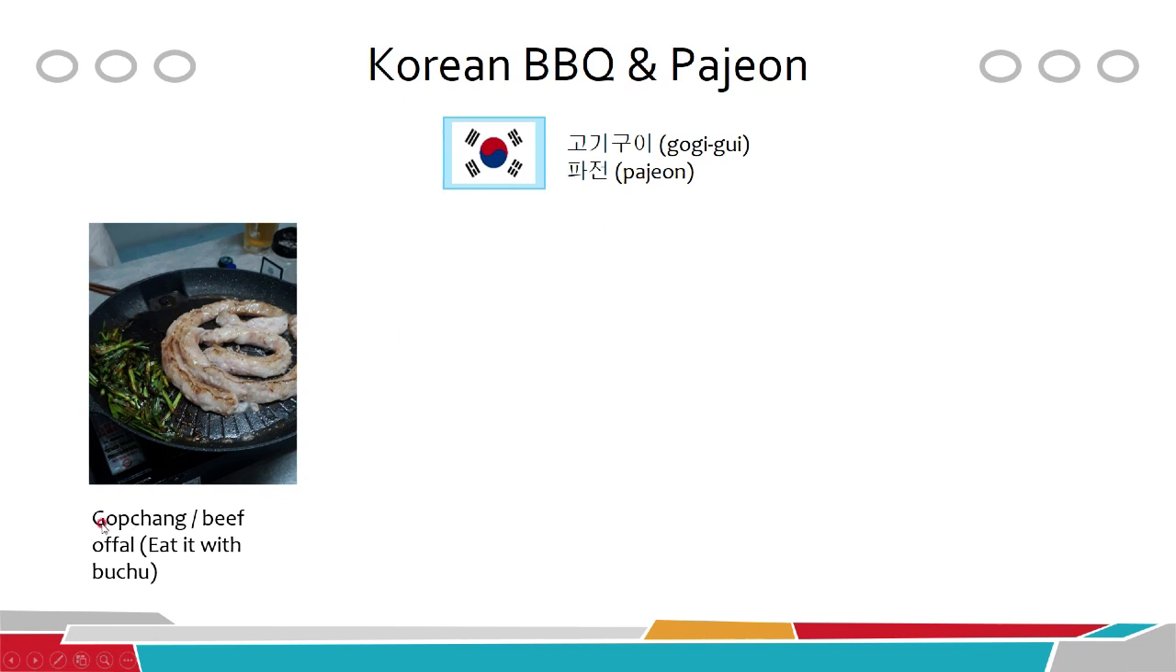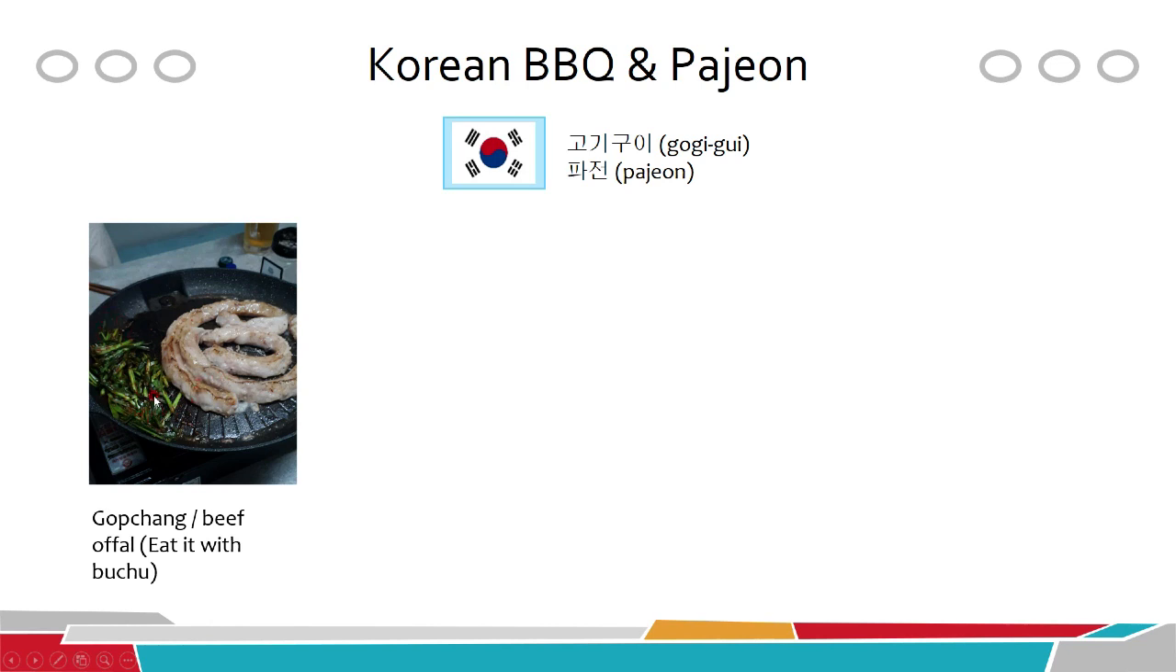First, we have 곱창, which is beef offal. Beef offal is like a Korean sausage, but it's really juicy and it's also chewy when you roast it. I'd like to recommend eating this because it's really unique food of Korea, and Korean people really like to eat this. It's like a Korean sausage thing.